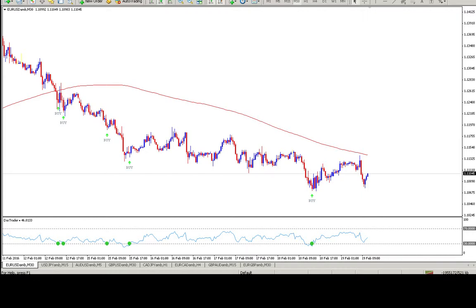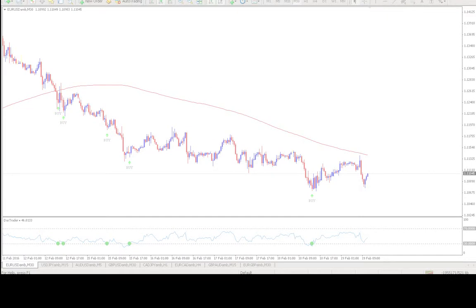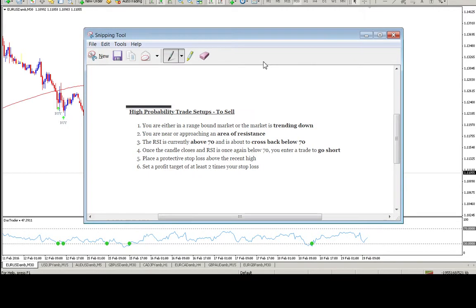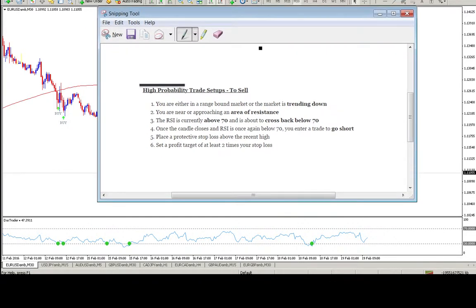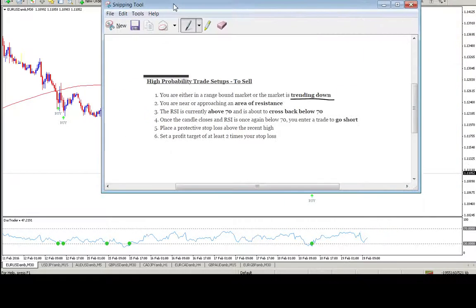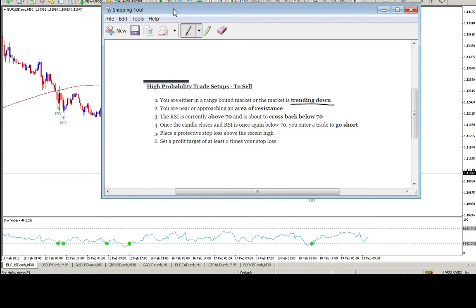And the rules for that would be as follows. Let's just actually show you what I'm going to be writing in my article for this video. Here we go, that's what you want. High probability trade setups to sell. So you're either in a range bound market or the market is trending down, which it is. Now you want to be approaching an area of resistance.